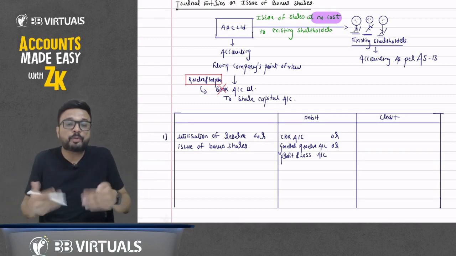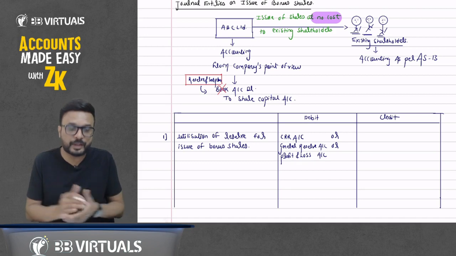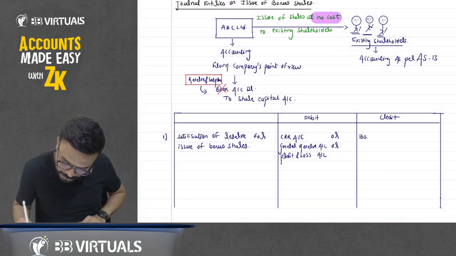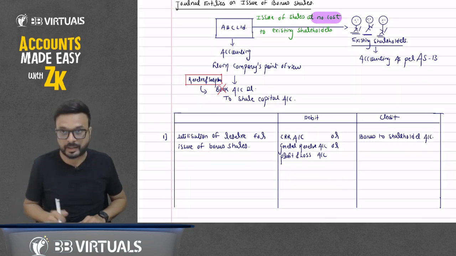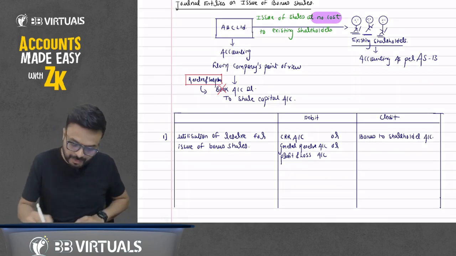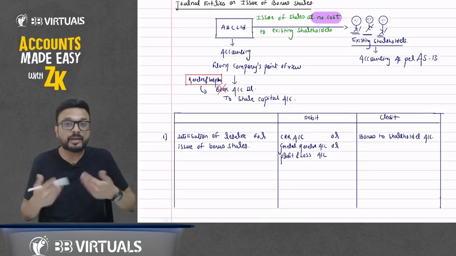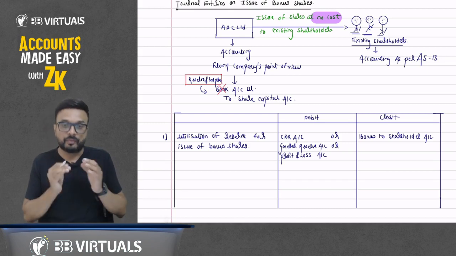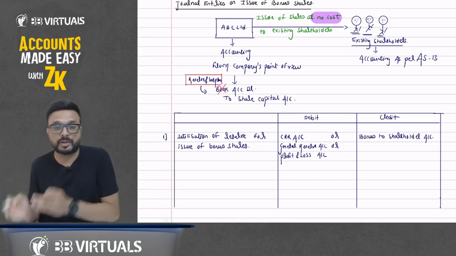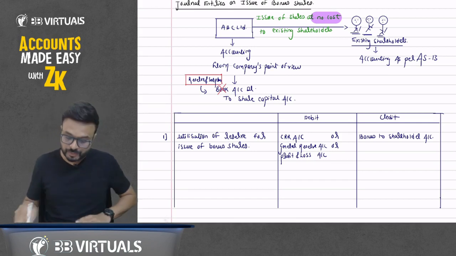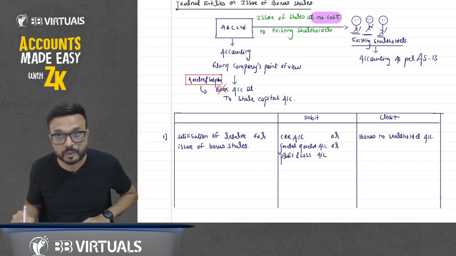We are liable to pay the shareholder. So we will credit the bonus to shareholder account. Don't worry, we will credit the share capital account, but first we are liable to pay something to the shareholder. What do we call it? We call it bonus to shareholder account. So here we have credited the bonus to shareholder account.